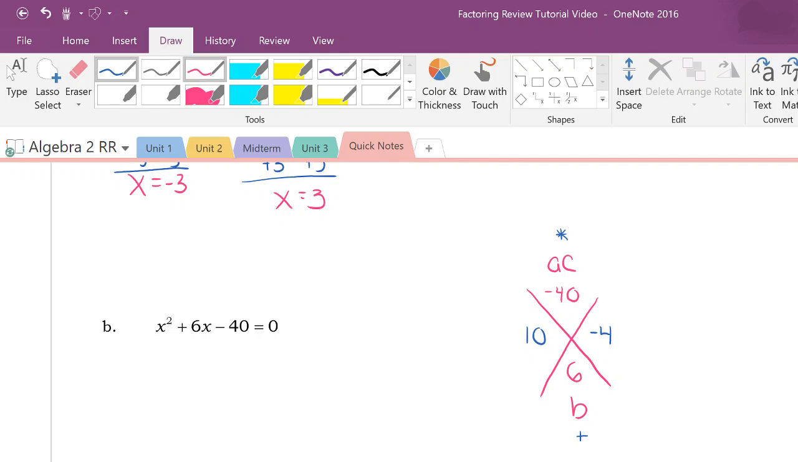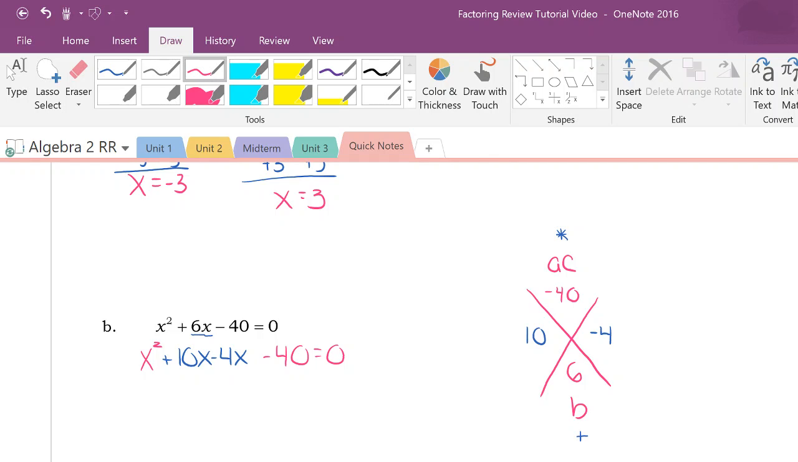I'm going to set up my grouping here. I have x squared and negative 40. My first term and my last term stay the same. My middle is going to be broken up into 10x minus 4x. Notice those are coming from the side of my x, those numbers that I picked that multiplied and then added the way I needed them to. And then I'm replacing the 6x with the 10x minus 4x because that is equivalent to 6x.